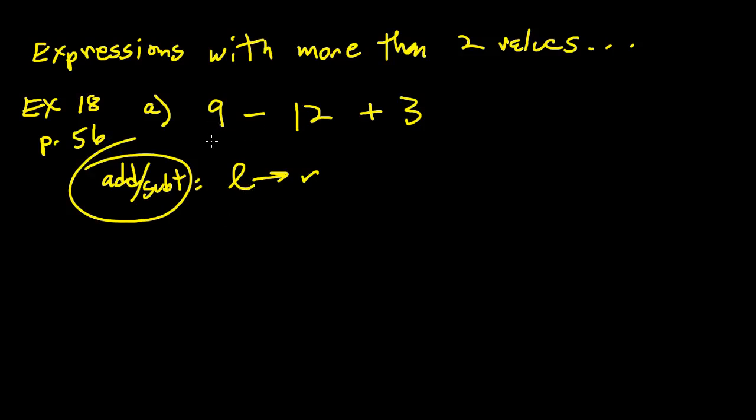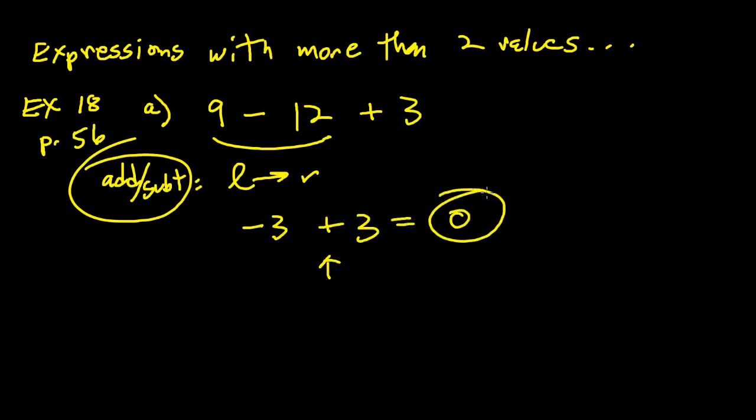So by agreement, we'll do 9 minus 12 first, and 9 minus 12 is, of course, minus 3. Then I'll do the addition, and minus 3 plus 3 is, of course, 0. That's part A of example 18. Let's look at part B. Minus 7, minus 15, minus 6. All right. Well, let's see. Again, it's all addition and subtraction here. Left to right, if all we're doing is adding and or subtracting.